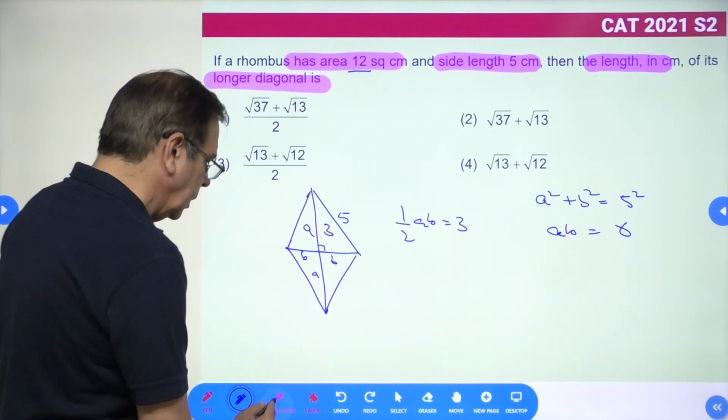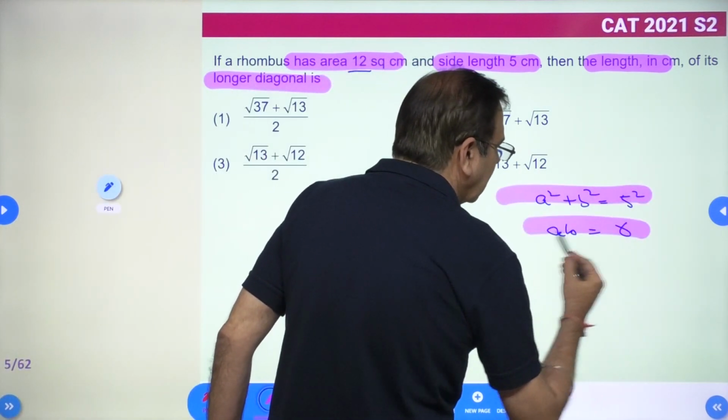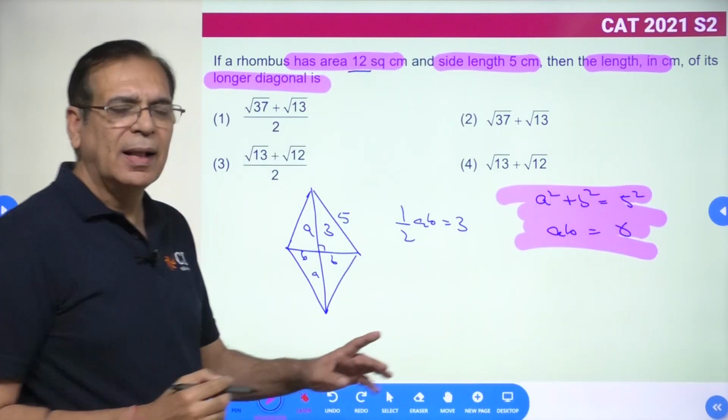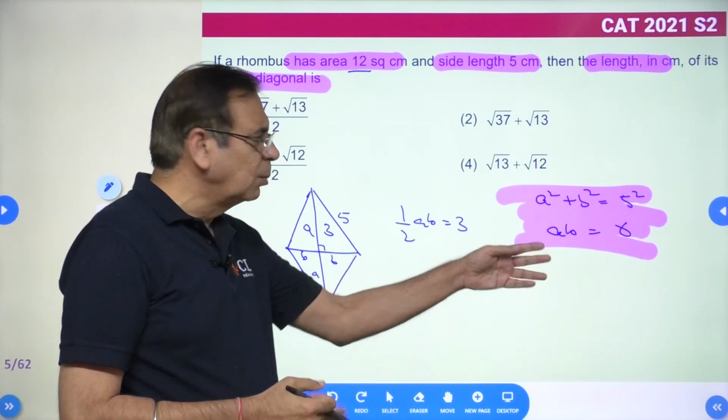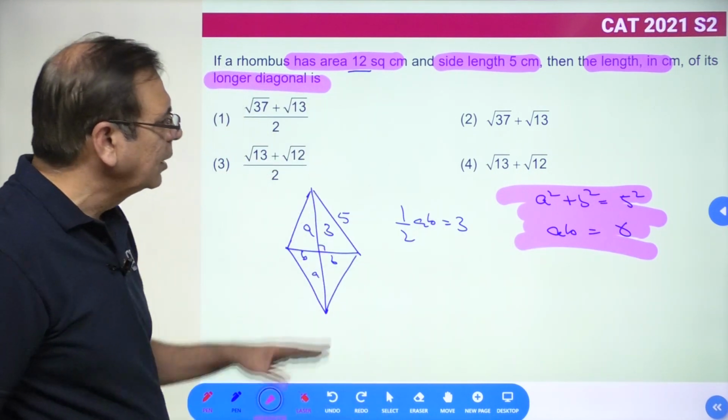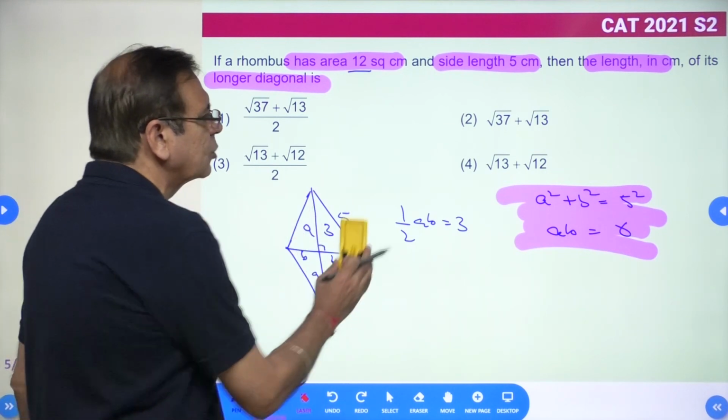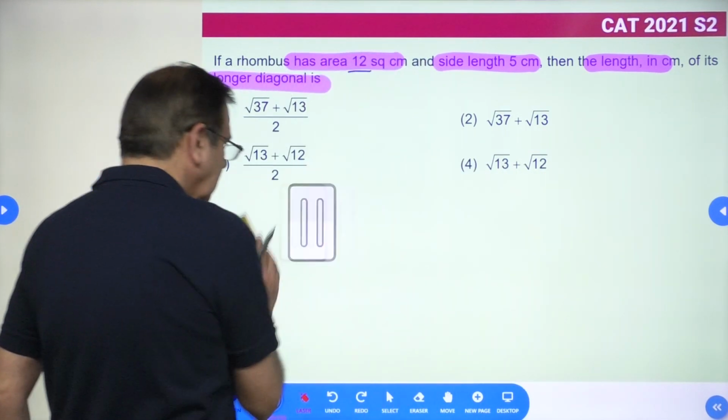Now what do you have? You have two equations in A and B. Please solve them and get the answer. I am not going to do it. मुझे तो जुगाड़ आता है, ये तुम लोग कर लेना. ठीक है? Now let's go back and look at this question logically and see how it is to be done. Okay?